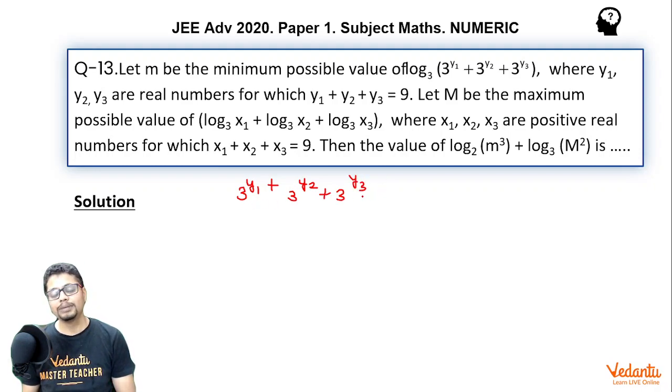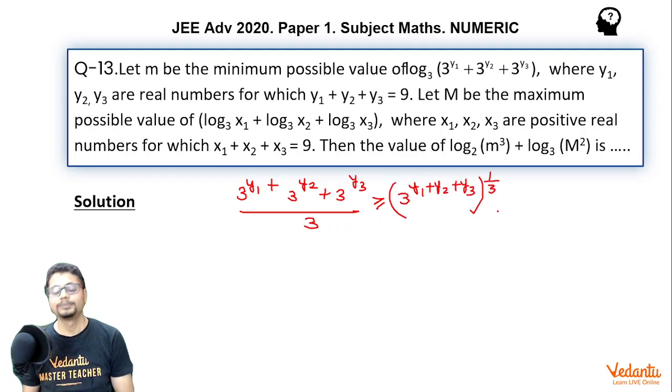If I use AM-GM on these three terms, I can say the sum of these three terms divided by 3 is greater than or equal to the cube root of the product of these three terms. So in the product, the powers will add, to the power 1 by 3. This expression is equal to 3 to the power y1 + y2 + y3, which is 9. So 3 to the power 9, whole to the power 1 by 3, is 3 to the power 3. Basically, it is 27.